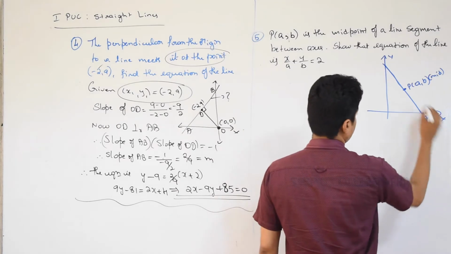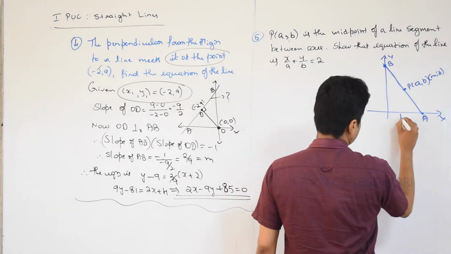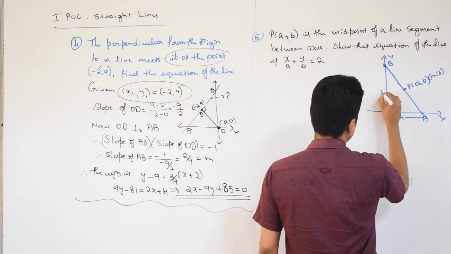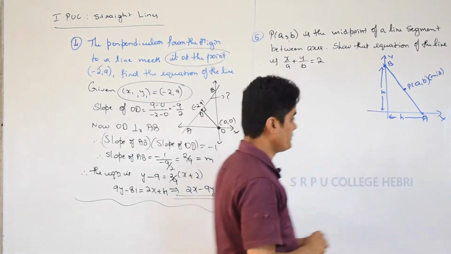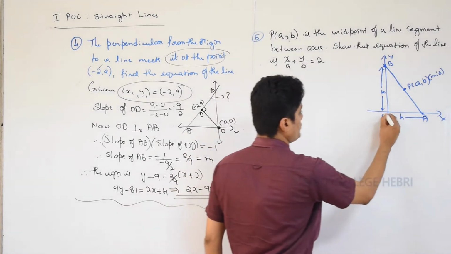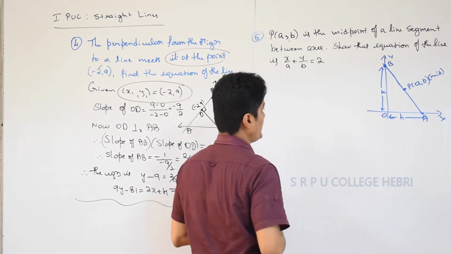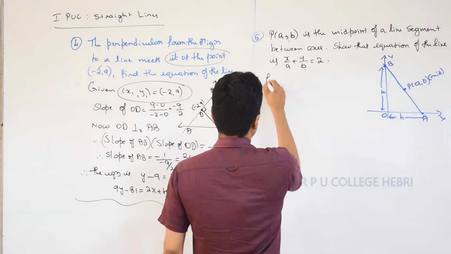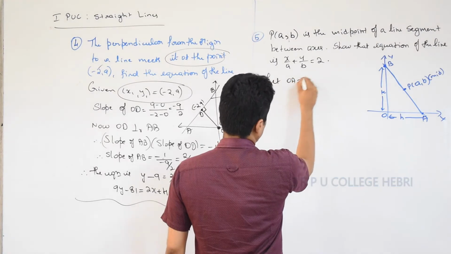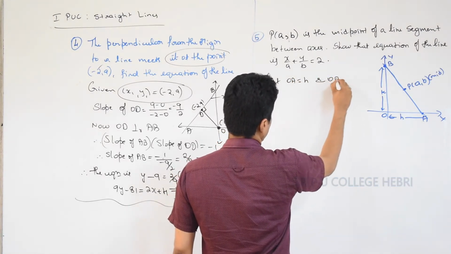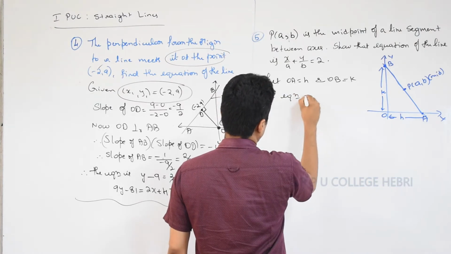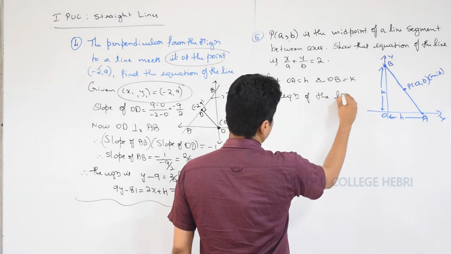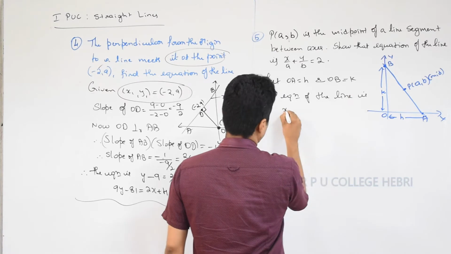Suppose I name this as A and this as B. I'll take this as H, and I'll take this as K. Now if I take OA equal to H and OB equal to K in this diagram, can you tell me the equation of the line? Therefore the equation of the line is in which form?